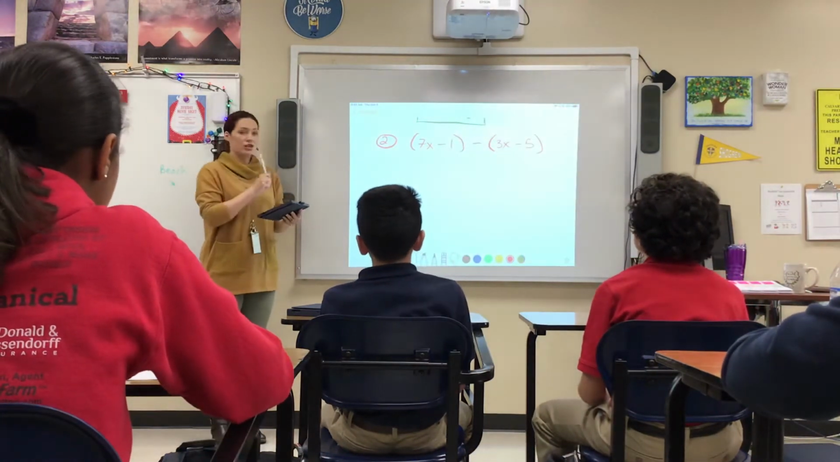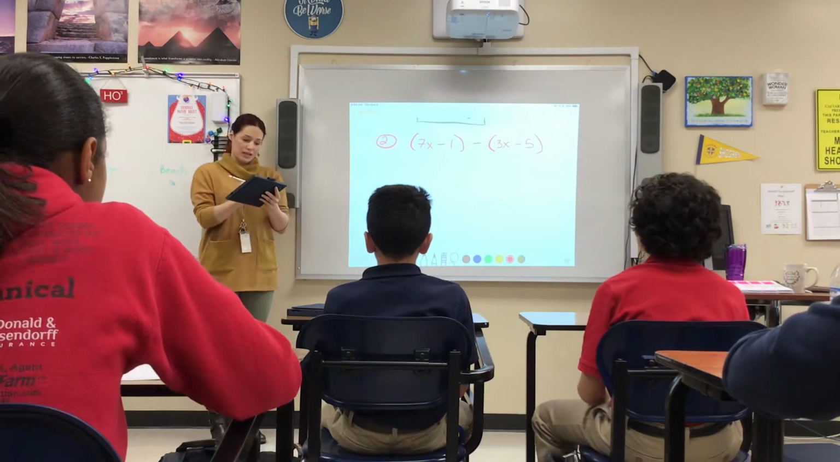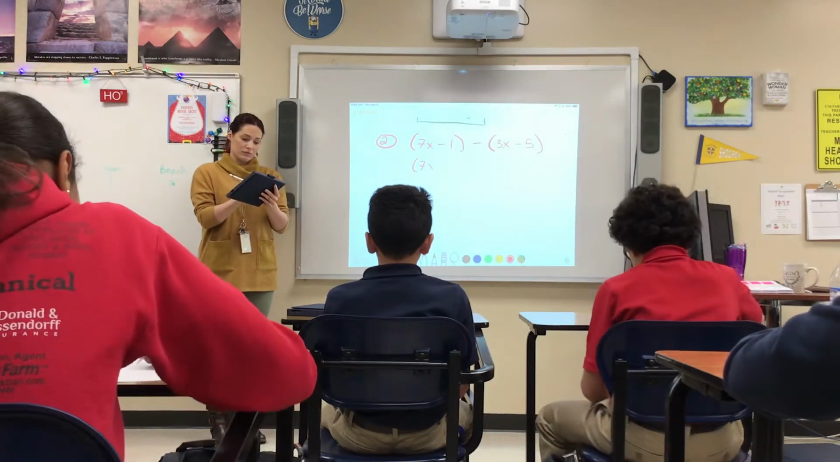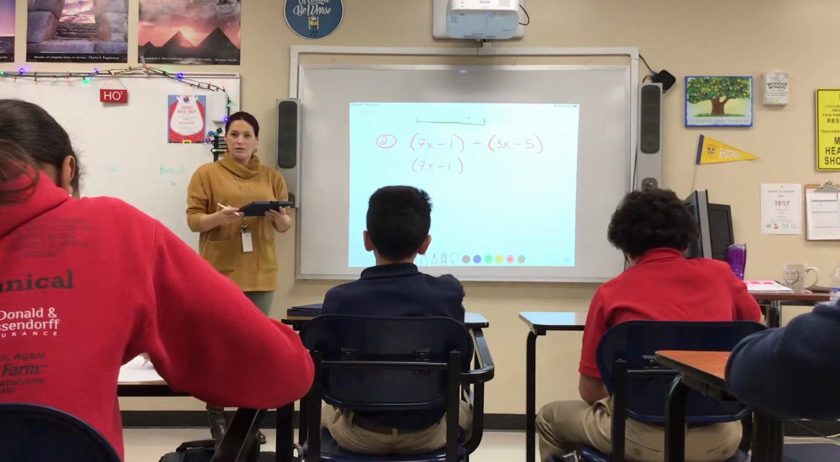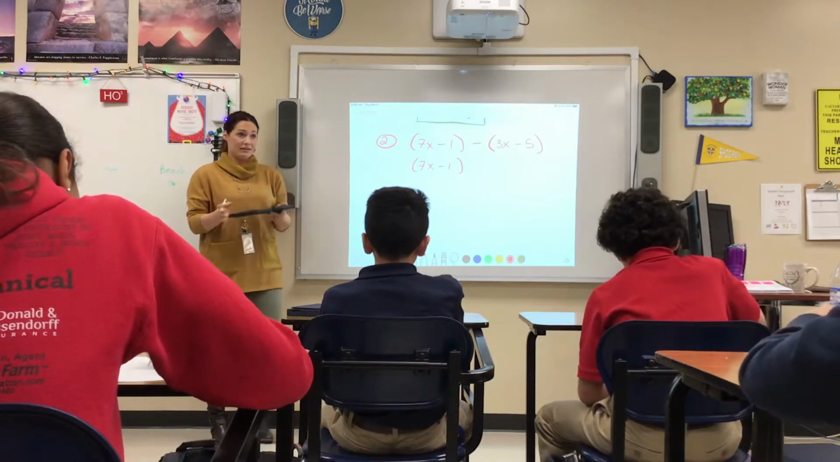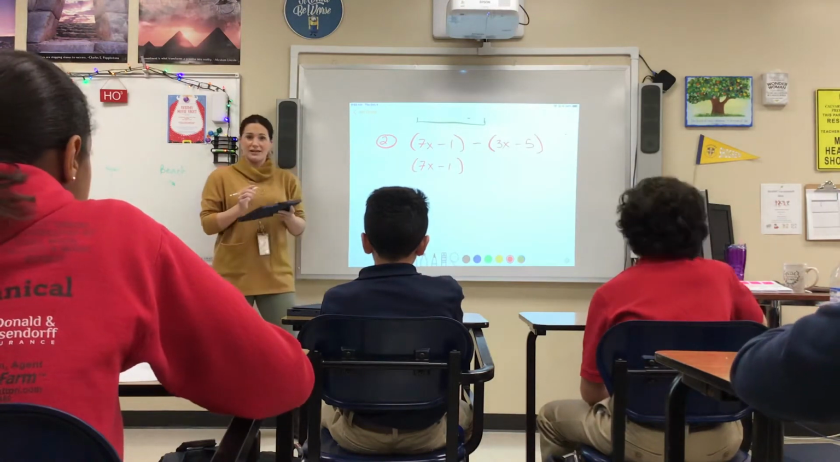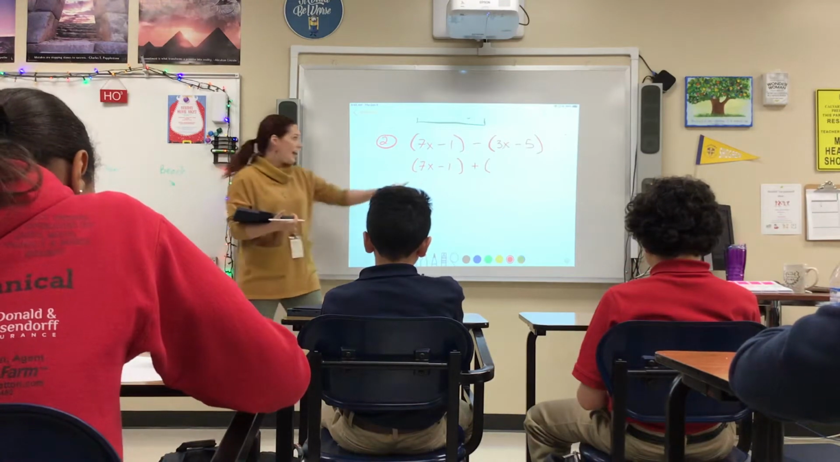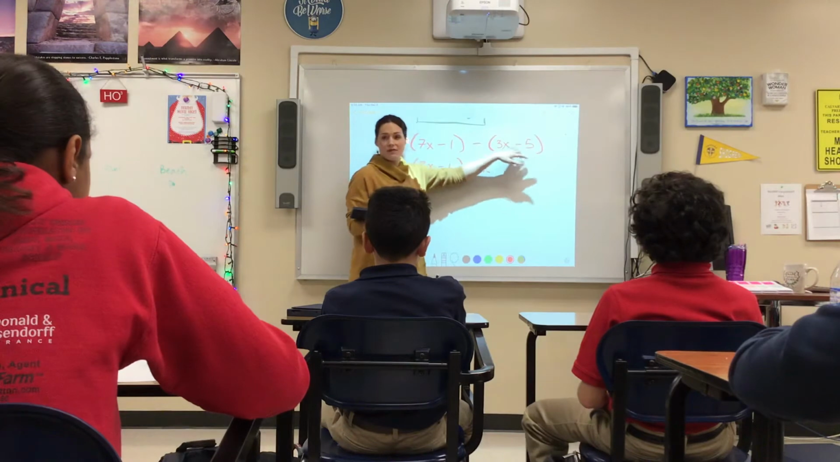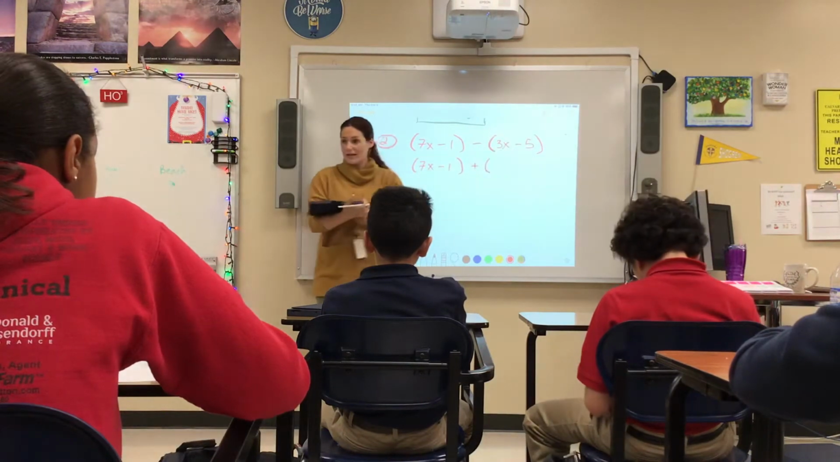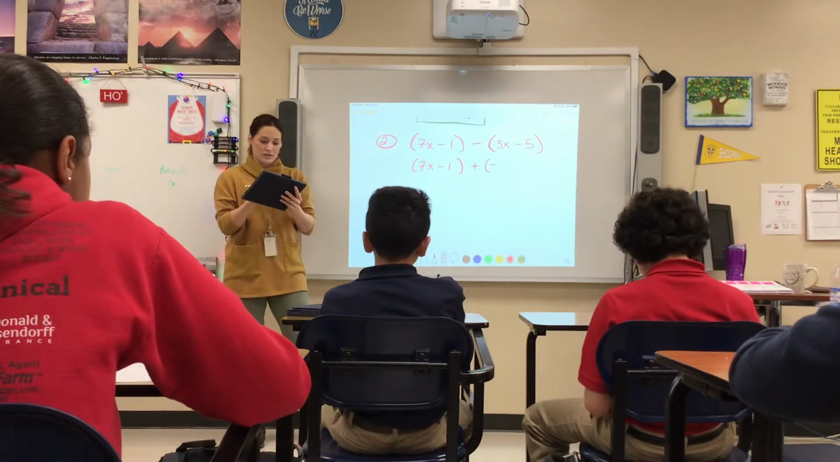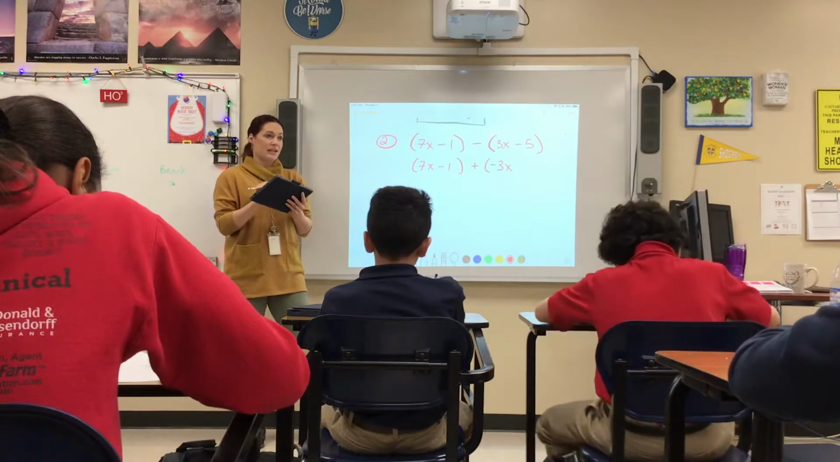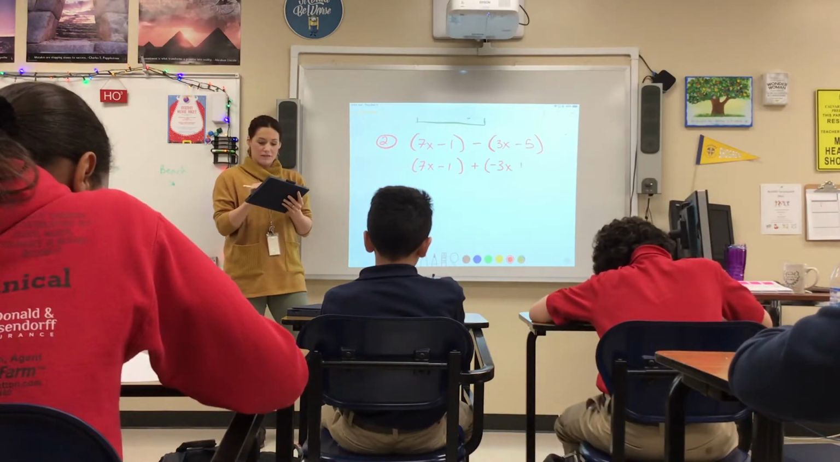So let's go ahead and turn this into an addition problem. So we keep the first. And then we're gonna add the opposite of everything in that second set of parentheses. I'm gonna turn this into an addition problem, and I'm gonna add the opposite of each of these. So what's the opposite of 3x? Negative 3x. And what's the opposite of negative 5? Plus 5.